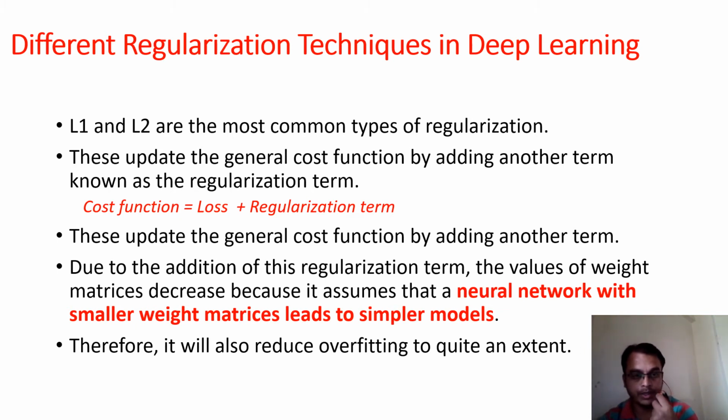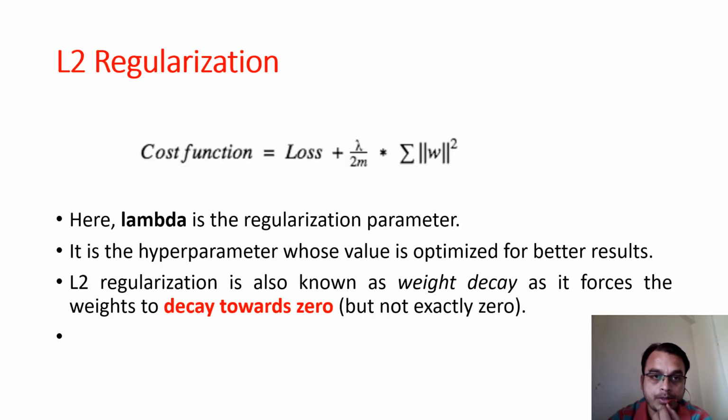So this updates the general cost function by adding another term. Due to the addition of this regularization term, the values of the weight matrices decrease, because it assumes that a neural network with smaller weight matrices leads to a simpler model. Therefore it will also reduce overfitting to quite an extent.